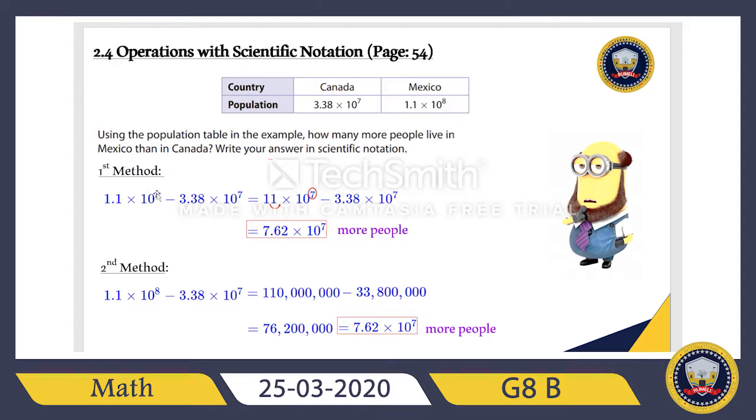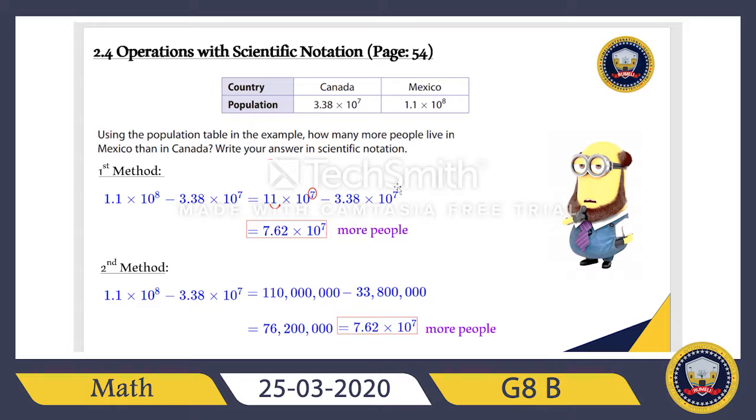So 1.1 times 10 to the power of 8 minus 3.38 times 10 to the power of 7. Here, before making my operation, I'm going to convert this down to 7. So taking the power down means moving my decimal point to the right. So I'm going to move it from here to here. So it will be 11 times 10 to the power of 7. I decrease the power from 8 to 7. Now I have both powers equal.